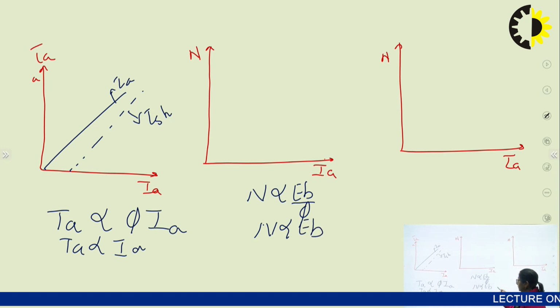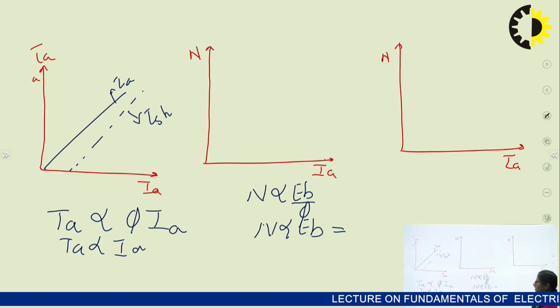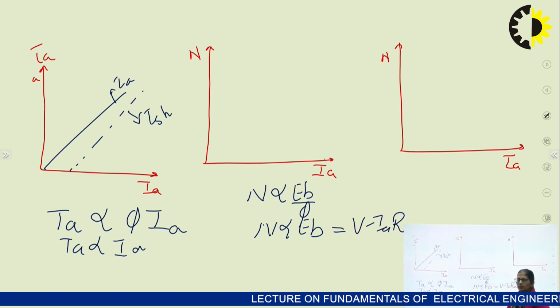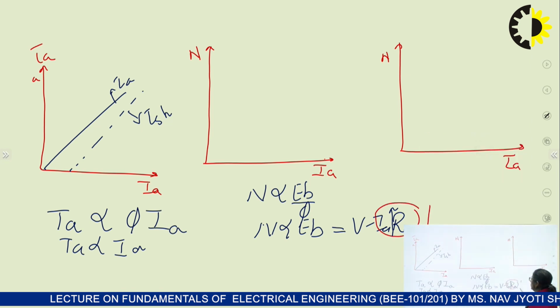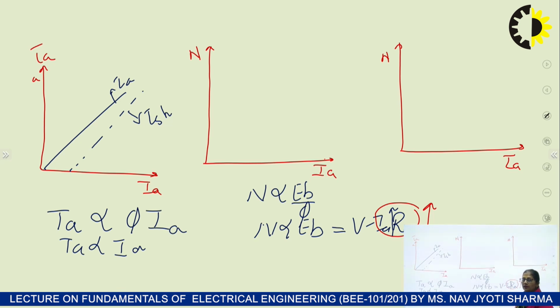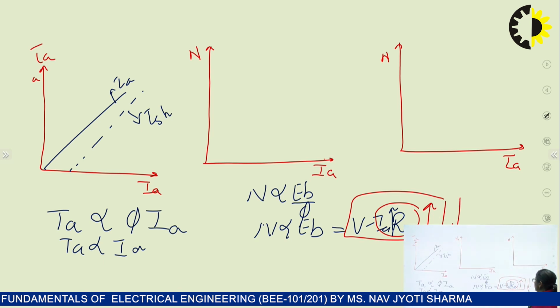And how do we give Eb in terms here? Eb is given by V minus IaRa minus V brush. Substituting that, I'm also neglecting V brush, which is hardly 1 or 2 volts per brush. So it is V minus IaRa. If the armature current is increased, obviously this IaRa drop will also increase. That means the armature resistance drop will increase. So obviously, this V minus IaRa should decrease.